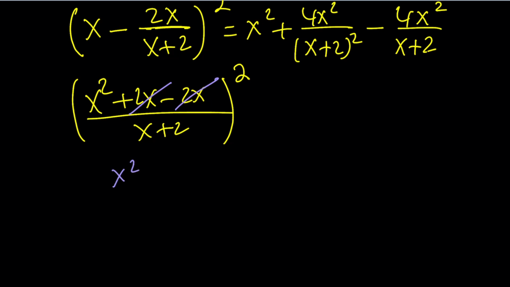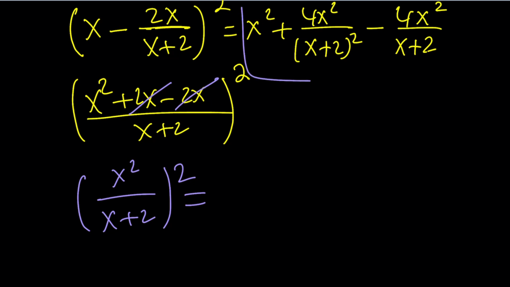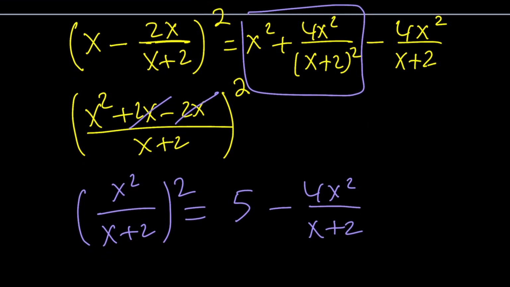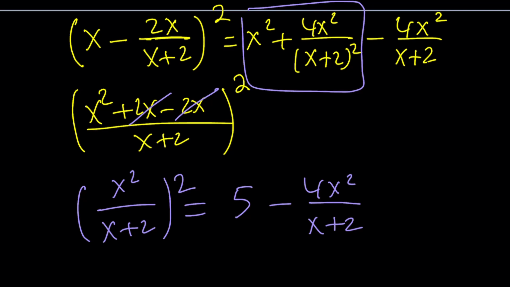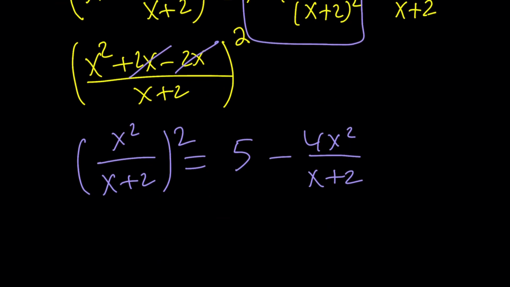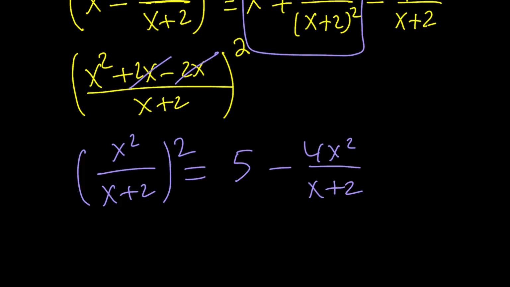So this becomes the following. x squared over x plus 2, squared, equals, from here, that's a 5. And this is what it is. Now, it looks like this equation is not solvable, is it? It actually is. If you expand it, don't do it because you're going to go back. By the way, a third method could be to expand everything and deal with the quartic. That's not a good idea, but you can do it if you want. That will be the third method.